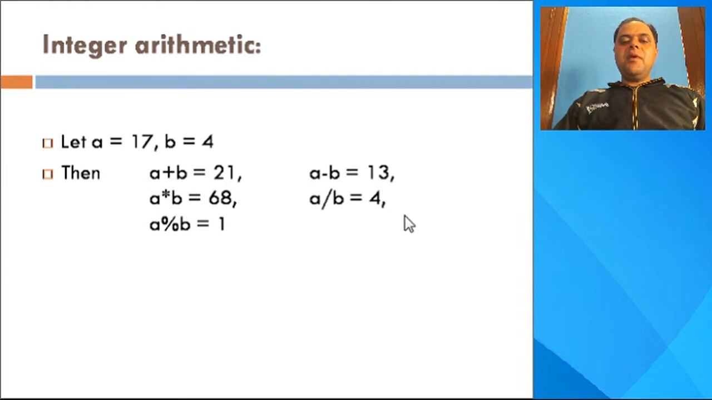Actually it should be 4 point something, but it is integer arithmetic, so it will truncate the value after the decimal point and only give us an integer value, that is 4. And a modulus b is 1, that is, when you divide 17 by 4, the remainder is 1. I will discuss this using a program.